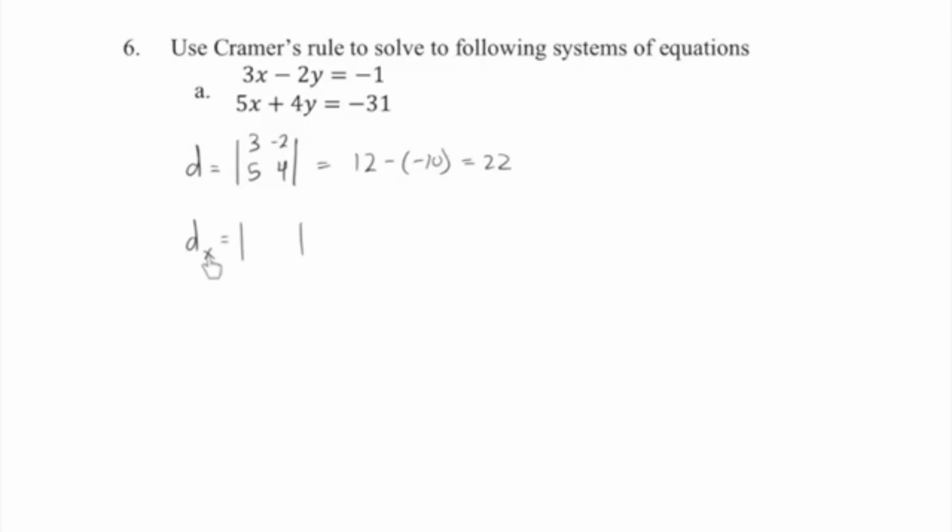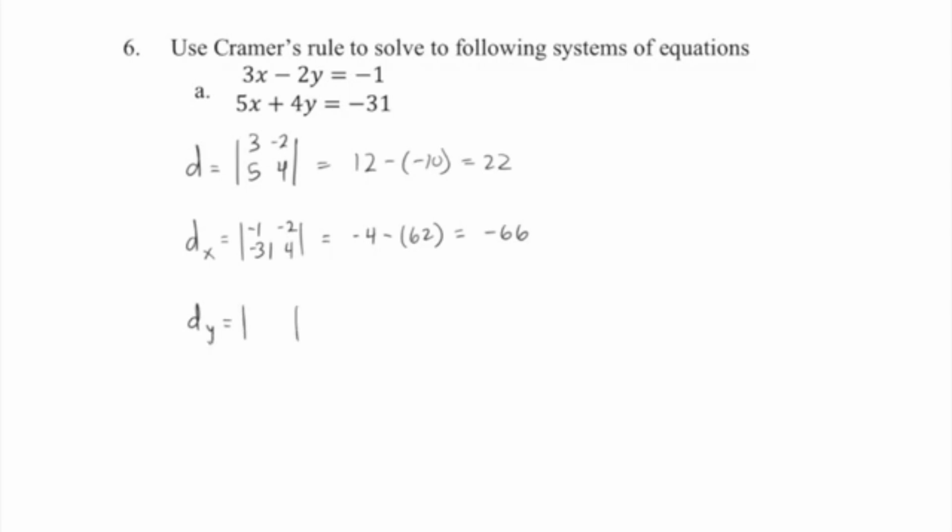The next determinant, D sub x: the subscript x means the values in this x column are going to be replaced with those constant values. So instead of this 3 and 5 in the x column, we're going to have -1 and -31. And then the values in the y column stay the same. So this determinant is -1 times 4, which is -4, minus -31 times -2, which is 62. So -4 minus 62 is -66.